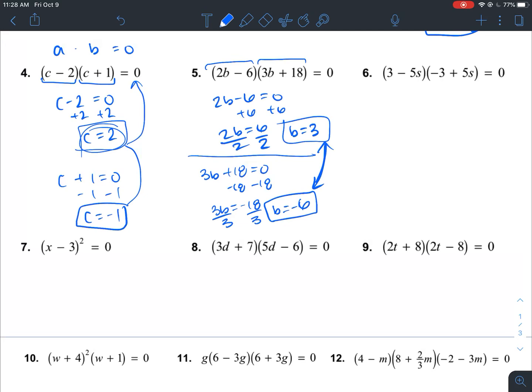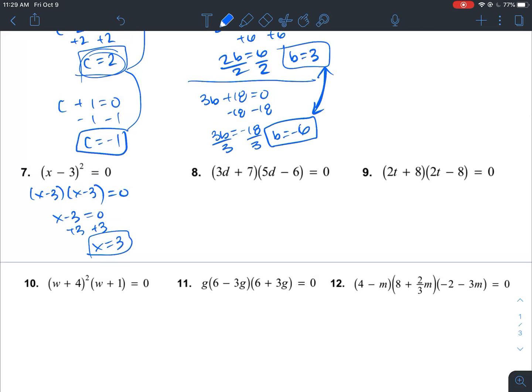Number 7 says we have x minus 3 squared. Please note that x minus 3 squared is equal to x minus 3 times x minus 3. So either x minus 3 or x minus 3 is equal to 0, but these are the same thing, right? So x minus 3 equals 0 is the only answer that we can have. So we can add 3, so x will equal 3. Okay, let's go down to number 11.